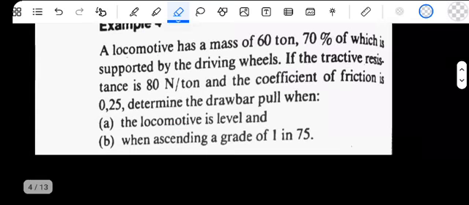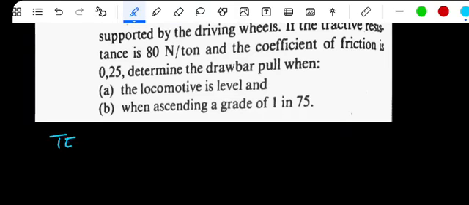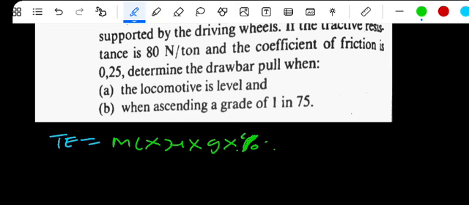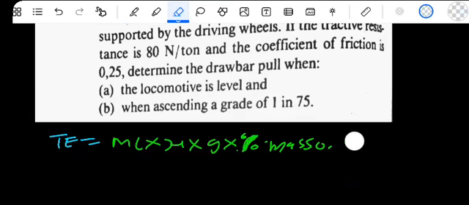Accelerating force. Okay, now let's calculate TE because we have seen that it will be demanded there. It's the mass of the locomotive multiplied by the coefficient, multiplied by gravity, multiplied now by the percentage. Let me just write it like this: percentage mass on driving wheels. I won't write it in full, I'm lazy. Let me just say percentage mass. We know that, guys.